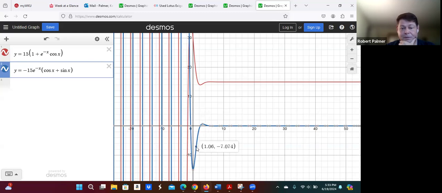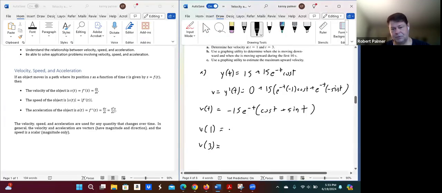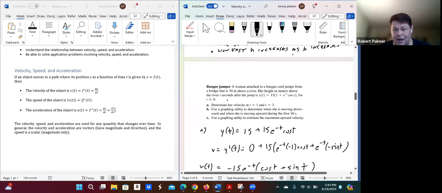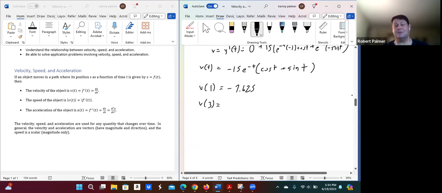So at 1, negative 7.625. So 1 is negative 7.625. And that's probably in, I believe, there's a river. And the river T seconds after the jump, right? So if our position is in meters, our times in seconds, this is going to be in meters per second. Okay, and once again, it's still negative because we're going in a downward direction.